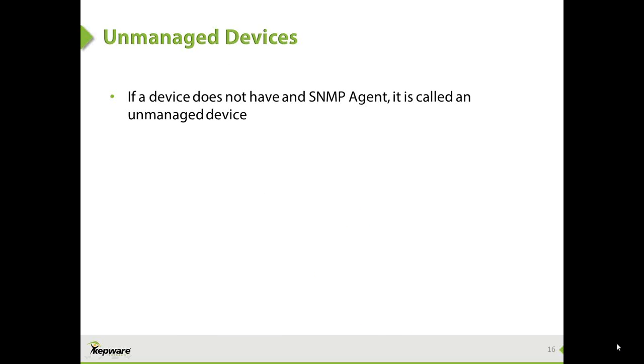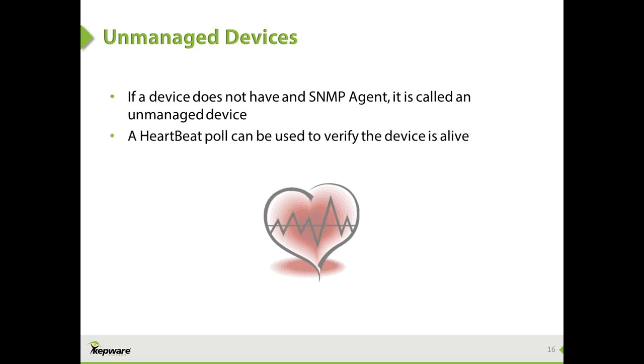There are such things as unmanaged devices. If you have an unmanaged device, maybe a very simple Ethernet switch, it doesn't have that SNMP agent, it's not SNMP-enabled, it's unmanaged. So are you completely blind to it? Not necessarily. You can use a heartbeat poll to verify that that device is live. Okay, so any questions on SNMP agents or managed or unmanaged devices?